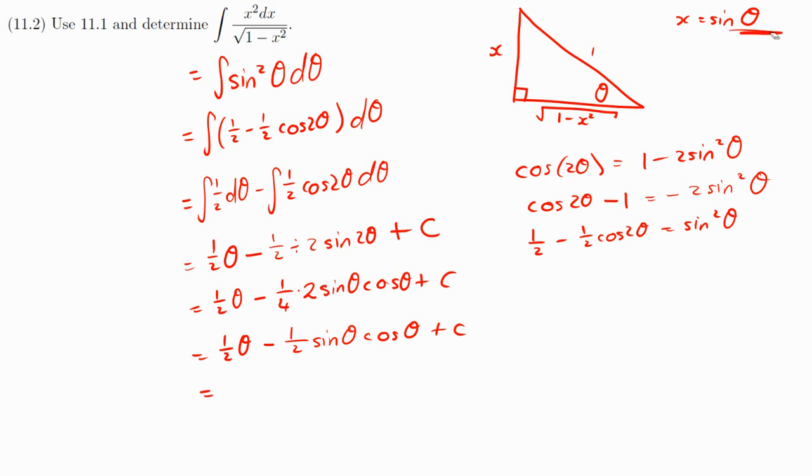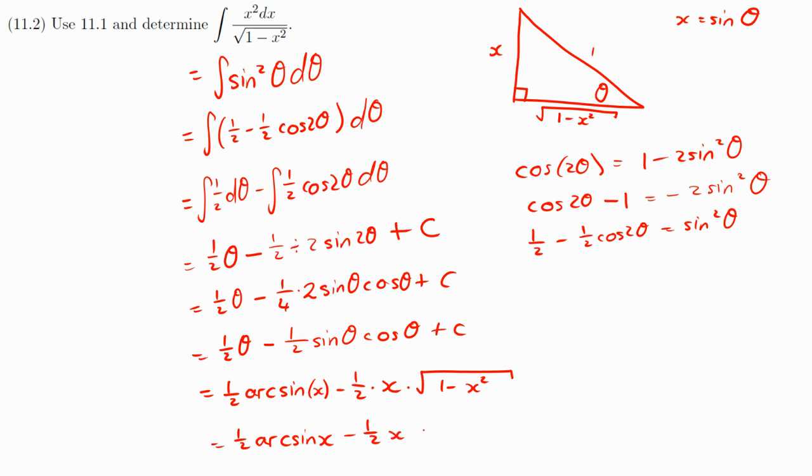We know now that this theta part is just arc sin x. So a half of arc sin x minus a half. Now what is sine theta? Sine theta is x over 1. So it's just x. And what is cos of theta? Cos is just this over 1. So it's 1 minus x squared, everything square rooted. So it's half arc sin x minus a half x square root of 1 minus x squared. Remember to add your c at the end. And that is our answer.